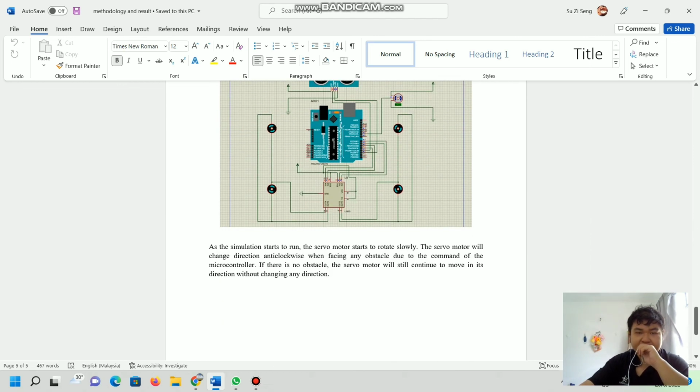We start it, and as the wheel starts to run, the servo motor starts to rotate slowly, and then the servo motor will change direction anti-clockwise when facing any obstacle, due to the command of the microcontroller. If there is no obstacle, the servo motor will continue to move in its direction without changing direction. So this is all for me.